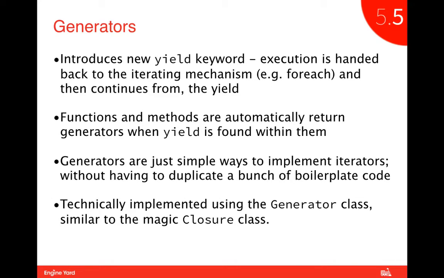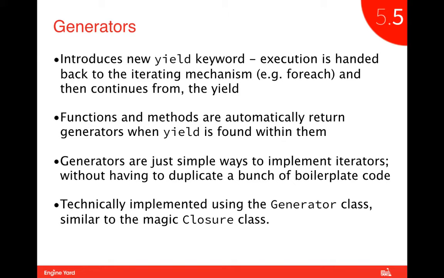So, generators is a big feature added in 5.5. It introduces one new keyword, yield. Basically what it means is it's a way of handling execution back and forth between an iterator and its iterator construct. Functions and methods are automatically turned into generators when the yield keyword is used within them. So when you call the function, it doesn't actually call the function. It creates an instance of the generator class, and that is returned instead. So when you iterate, it will then execute through the function.